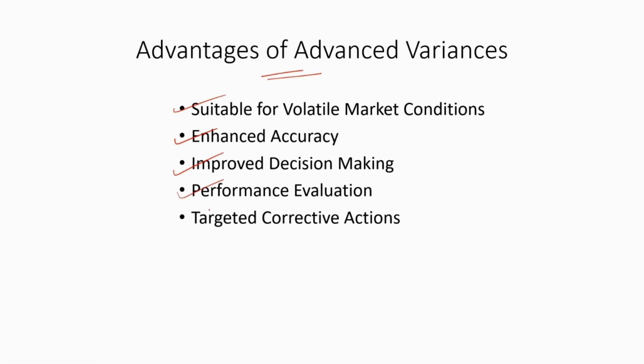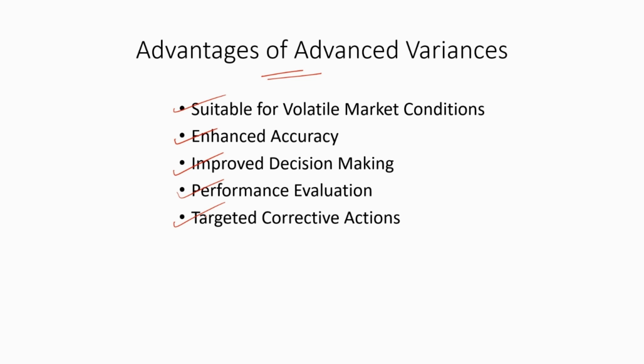Performance evaluation. Advanced variances facilitate a more thorough evaluation of individual departments, products, or processes within an organization. By comparing the planned and actual performance at a granular level, managers can assess the effectiveness of different components of the business and identify areas of strength or weakness. This evaluation supports performance measurement, goal setting, and performance based incentives.